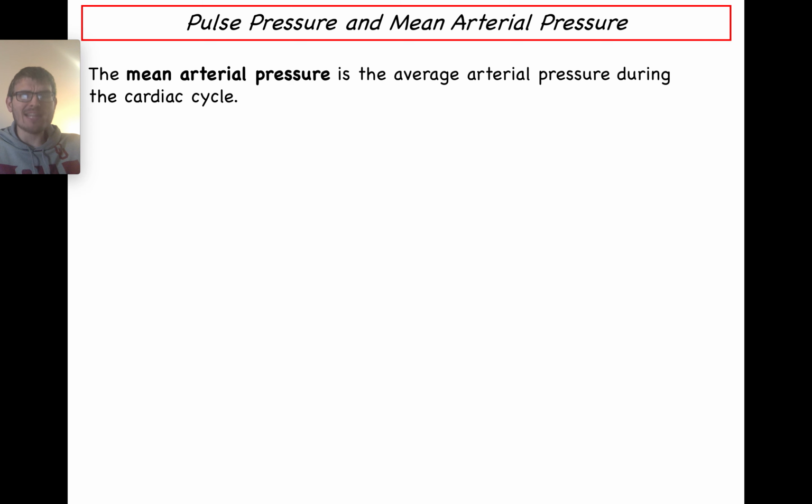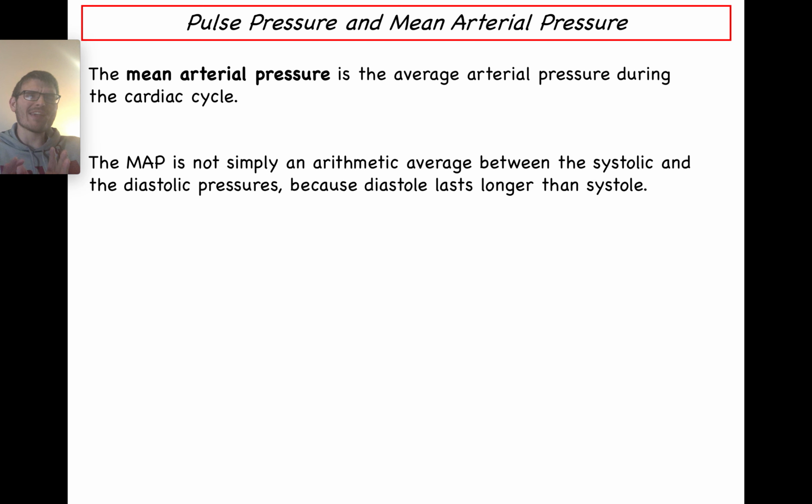So the mean arterial pressure, or MAP, is just the average arterial pressure during the cardiac cycle. So what you're probably thinking here is that, okay, if my diastolic pressure is 80 and my systolic pressure is 120, then the mean arterial pressure, and mean obviously just means average, is just going to be the average of the two numbers, right? So your mean arterial pressure is 100, right? 120 plus 80, that's 200, divide it by 2, that gives you 100.